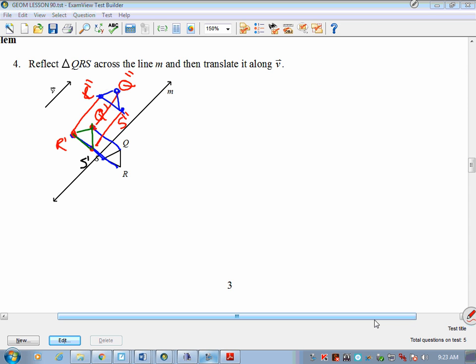Now, if they'd asked us to, we could have translated this along vector v on the same side of M and then reflected it across line M. We would have wound up in the same position. Okay, can we see that? Great.